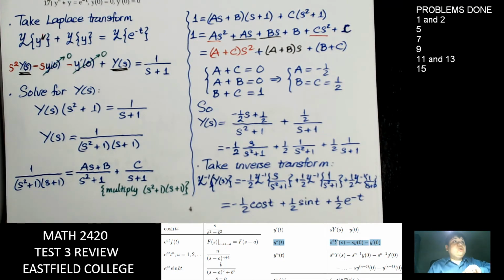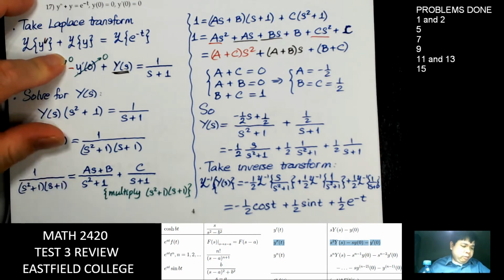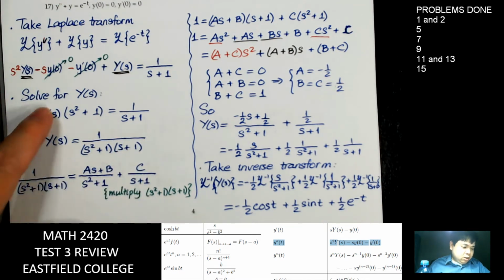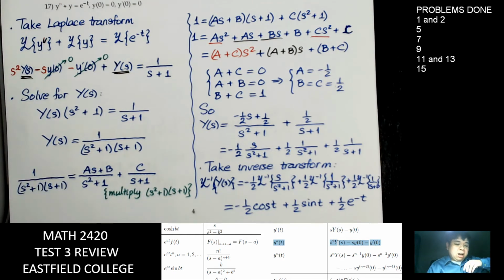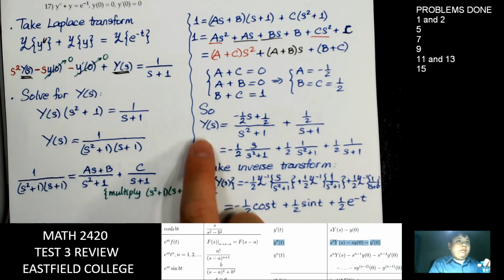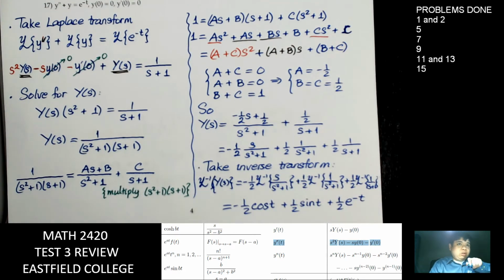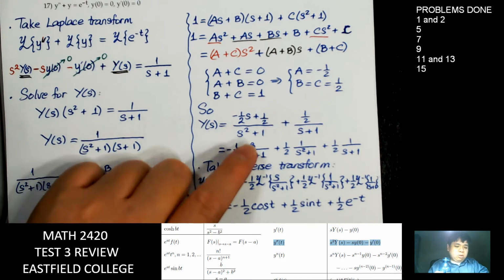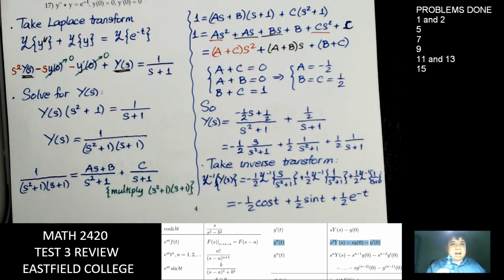Right, so that is 17. So pretty much take the Laplace transform, solve for Y of s, and usually we have partial fractions after that. So we split Y of s into little fractions so we can take the inverse transform. The transform is always in fraction form, so for the inverse transform we have to have the fractions, and that's what we have.